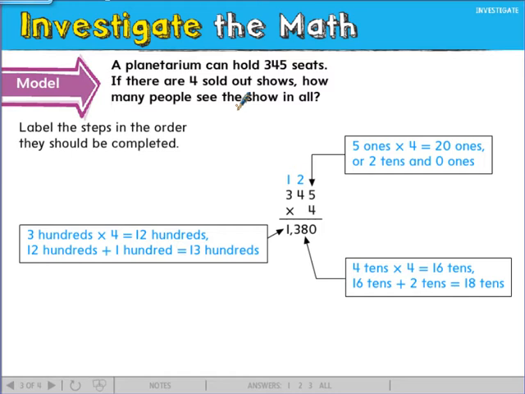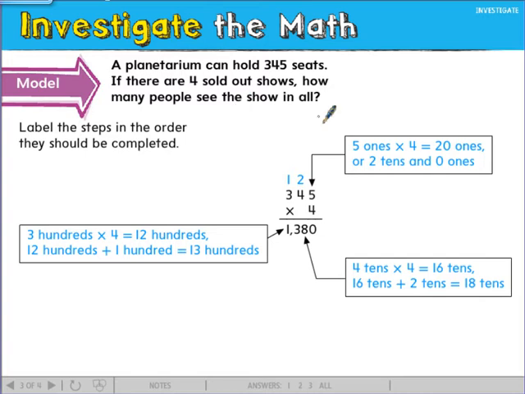So here, they did the problem for us. A planetarium can hold 345 seats. There are 4 sold-out shows. How many people see the show in all? They want us to label the steps in order that you should complete them. So what is our first step going to be, class? Rounding. No, we're not rounding anymore. We're solving.